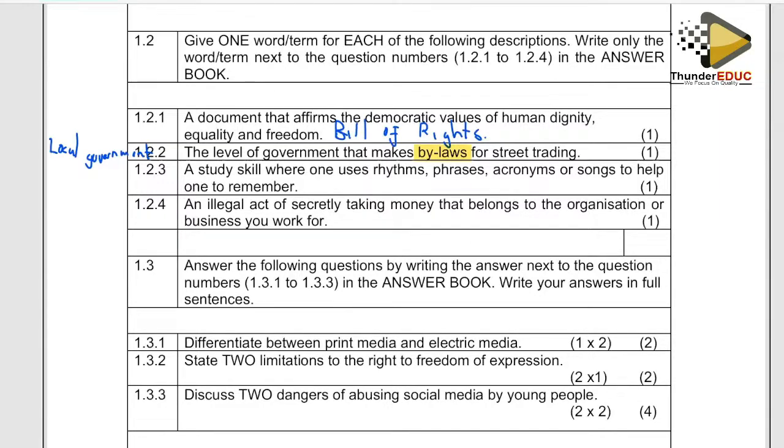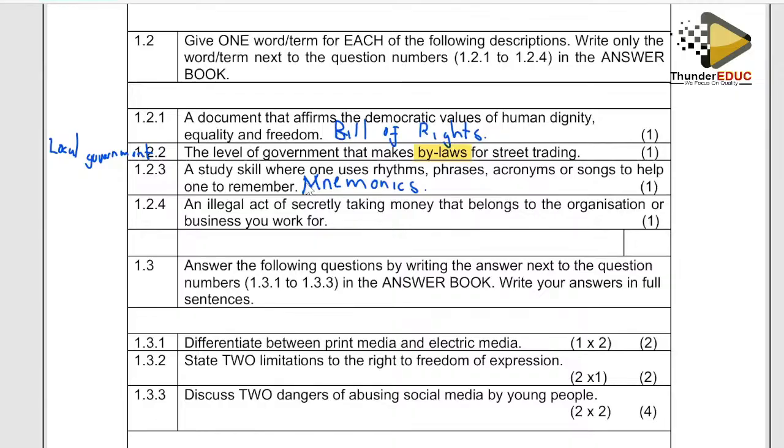Then 1.2.3, a study skill where one uses rhythms, phrases, acronyms, or songs to help one to remember. So these are called mnemonic devices, or you can call them mnemonics, whereby you use a song or an acronym. For example, for those who do mathematics, they use the BODMAS rule to remember the correct way of calculating certain calculations. So this is called mnemonics.